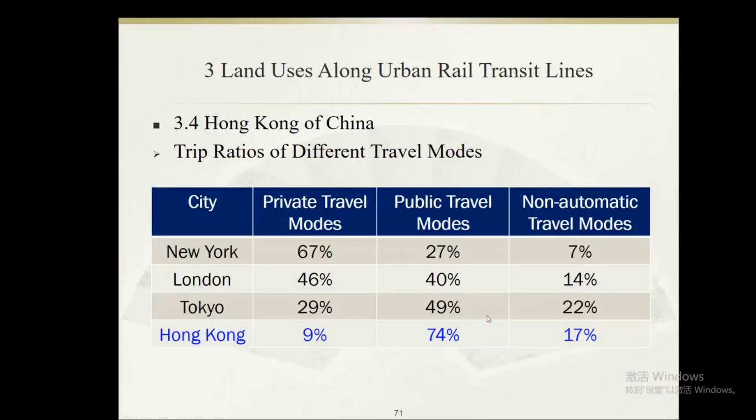This is not important, but look at the trips ratio of the different travel modes in Hong Kong. Private travel modes are only about 9%. Only about 9% of people will drive their cars. About 74% of people will use public travel modes, including the bus and metro. About 17% of people will walk or ride bicycles. This 9% of people are very, very rich. Common people will use public transport. Tokyo, yes, I think this is low.